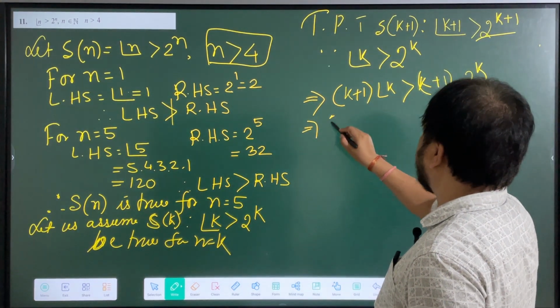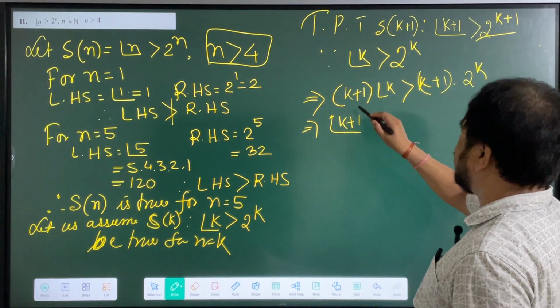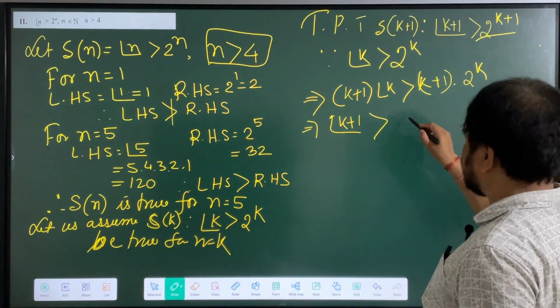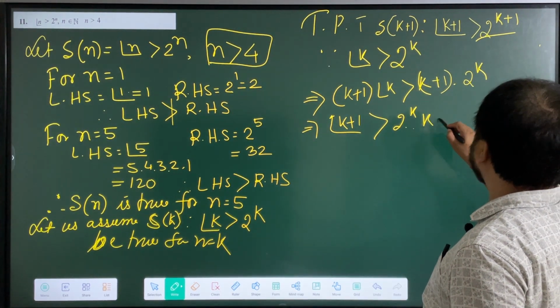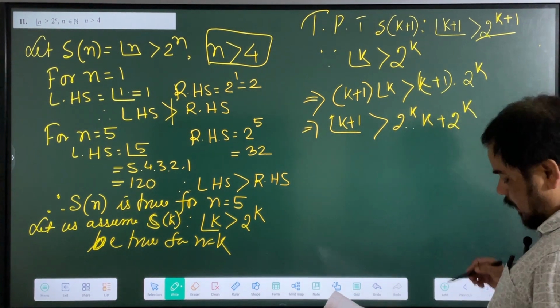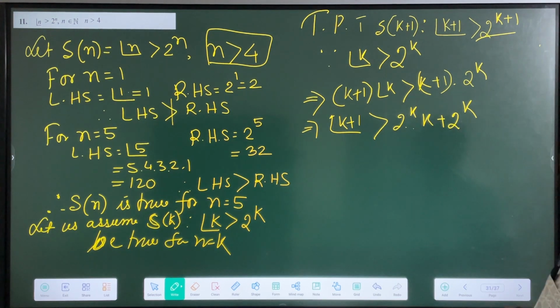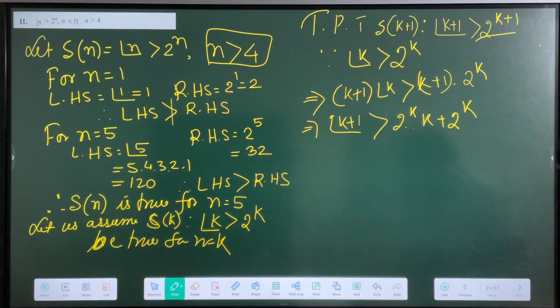So this one we can write factorial k plus 1 directly, because this one I already explained. k plus 1 into factorial k, the bigger one will be factorial. Now this one you can write 2 to the power k into k plus 2 to the power k. So here k into 2 to the power k plus 2 to the power k.